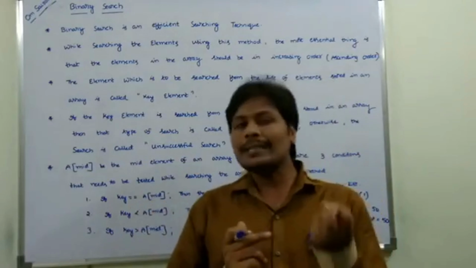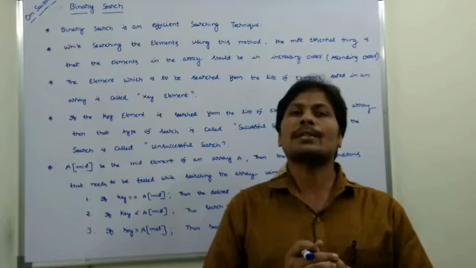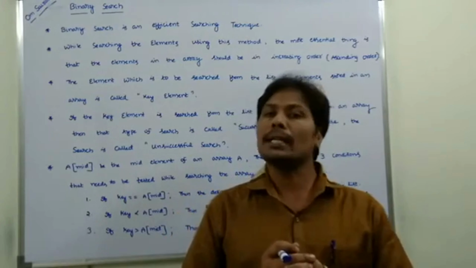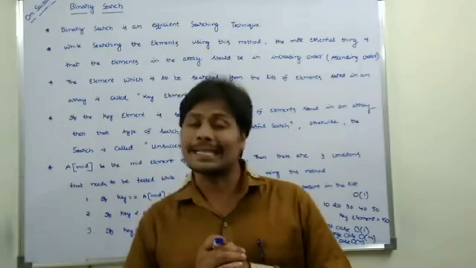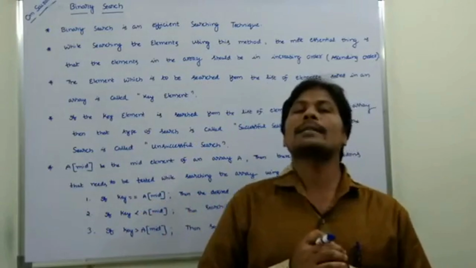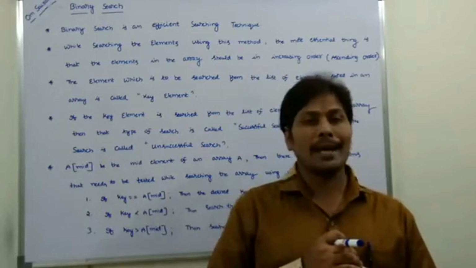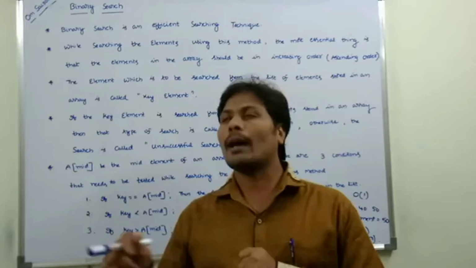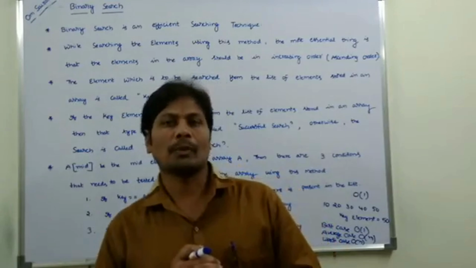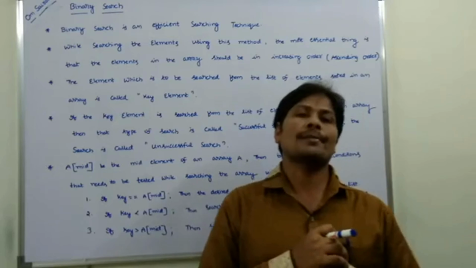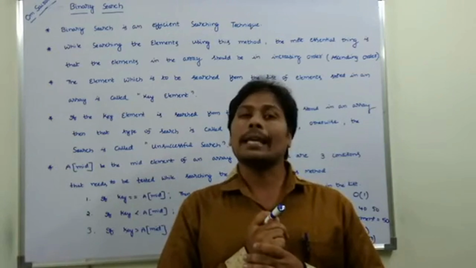Next, what is the necessary condition that should be followed in binary search? Suppose we want to search a key element among a list of n numbers. The list of n numbers should be in sorted order, that is ascending order, compulsorily. All the elements in the array should be in ascending order. Only in that case can we search for the desired key element in the given list of n numbers. Otherwise the binary search technique is not possible. This is also a disadvantage of binary search. In binary search, suppose we want to search a desired key element in the list.